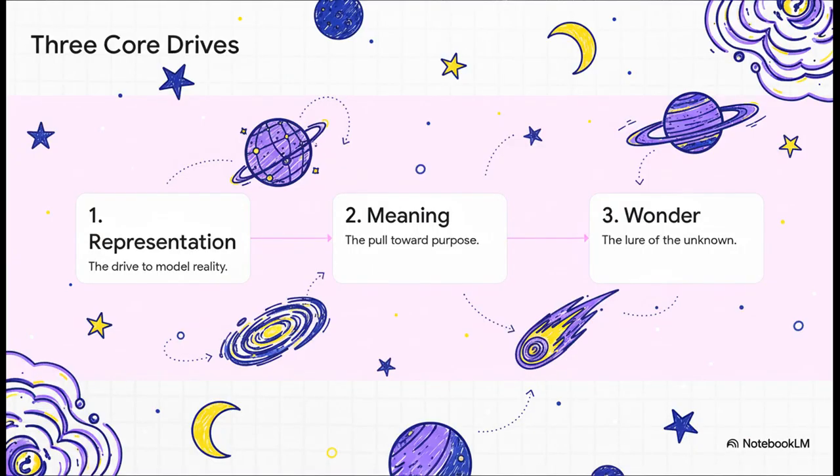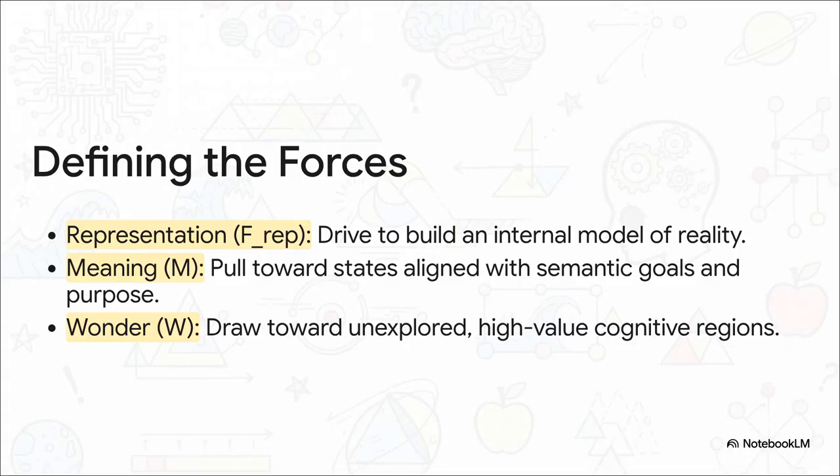And these forces, or potentials, really boil down to 3 core drives. You can picture them as giant planets or stars, each one with its own gravitational pull, shaping the path that a thought will take. So here's the breakdown. Representation is that basic fundamental drive to build an accurate model of the world. Then you've got meaning. That's the pull toward a specific goal or purpose. My home star system, you could say.